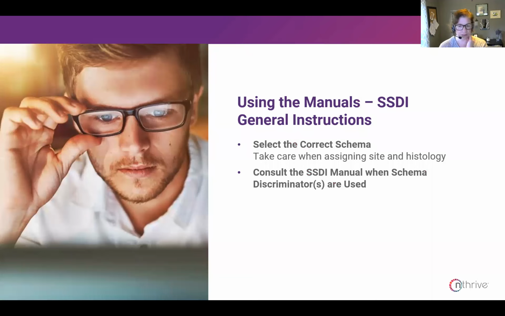All right, some basics for using the SSDI manual are listed here on this slide. We should focus on selecting the correct schema first before searching for this SSDI data. Also, we shouldn't forget the SSDI manual contains guidance for assigning the correct schema discriminator, should there be one, for the site and histology we're abstracting. It's easy to rely on the automated features in our registry software to assign a schema discriminator, but when working with particularly complex cases, like esophagus or GE junction, the SSDI manual would be our primary source.